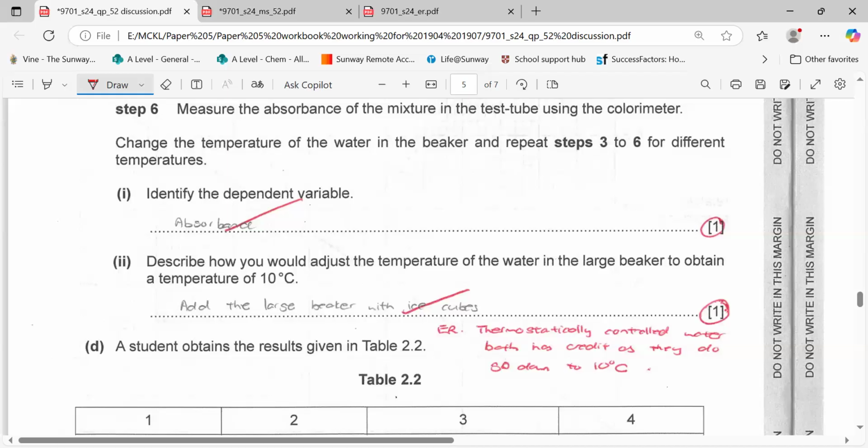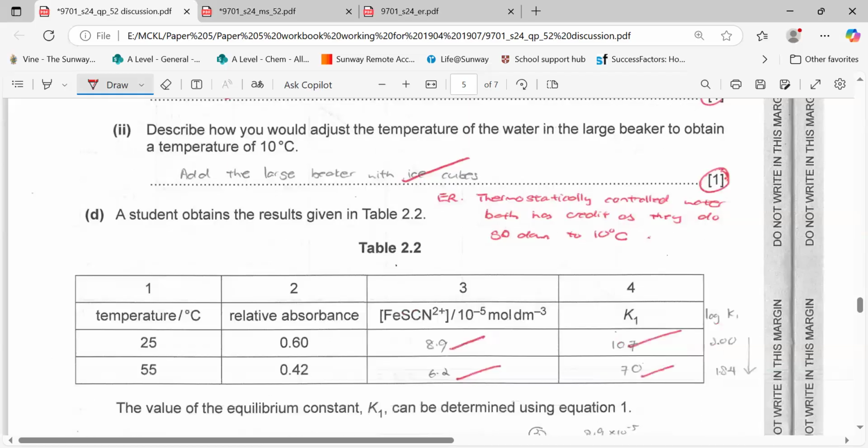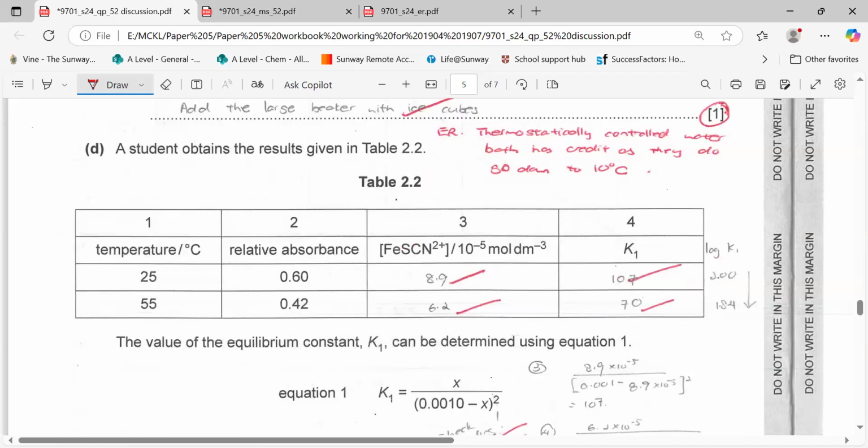Maybe I'm wrong right now, because I finished my postgraduate work many, many years ago already. All right, so anyway, main lesson: want to go down, just go ice cube. Don't put fridge, don't put freezer. Want to go up, normally it's a thermostatically controlled water bath.